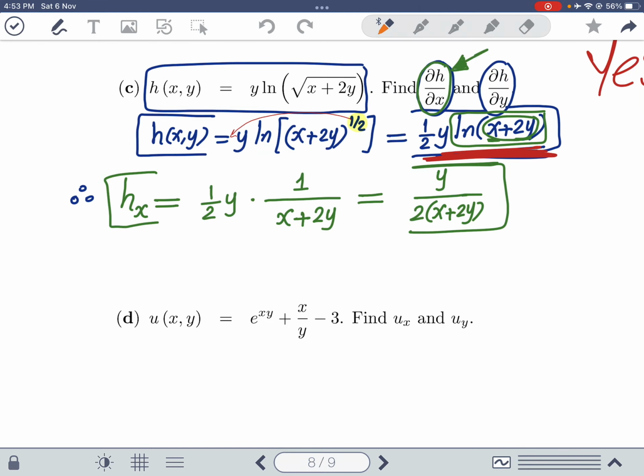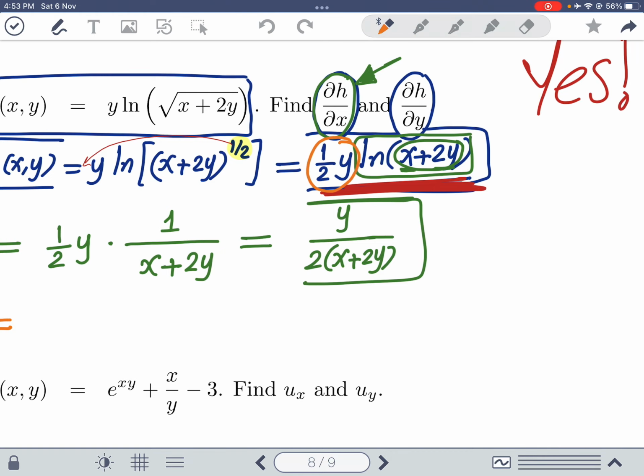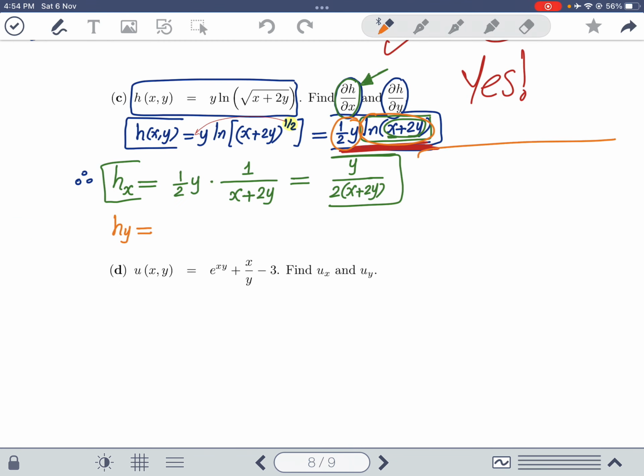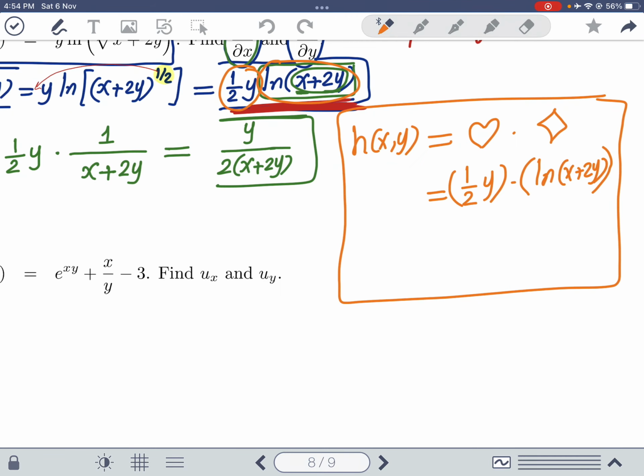Let's do h sub y in a different color. So now, but for y, notice something. Y appears here outside the log and inside the log. So in this case, in this box, I will write something very important. H of xy, we can see it as heart times diamond, where the heart is half y, that's what I'm calling heart, and diamond is the ln of x plus 2y. Okay for this? So I'm just giving a name to each one. Heart is half y and diamond is ln.